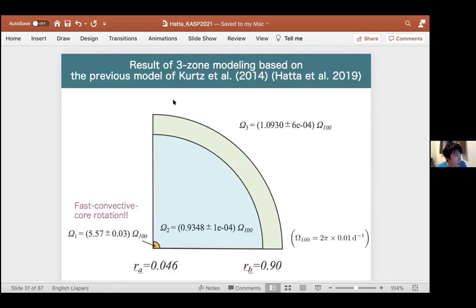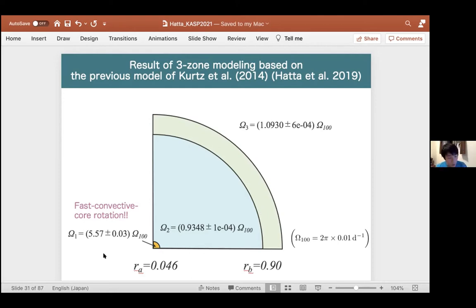And here is a result of the Threeson modeling based on the previous high initial helium abundance model. This is already reported in Hatta et al. 2019. As we see in the radiative region, the rotation rates omega 2 and omega 3 are almost the same, so rotating rigidly. But the convecting core is rotating around 5 to 6 times faster than the other region. This is what I said in the introduction.